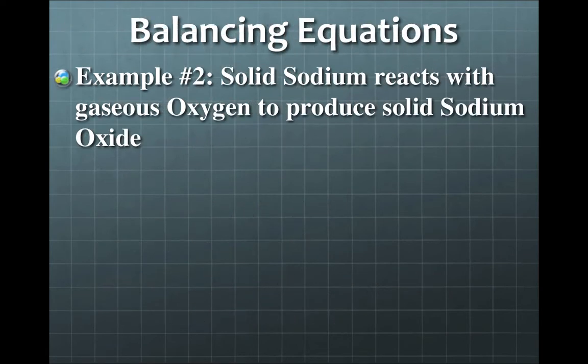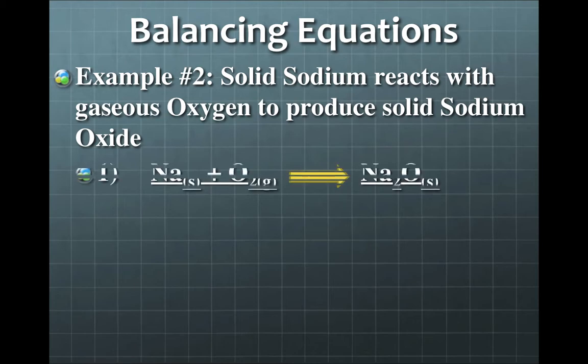Okay, example 2. Solid sodium reacts with gaseous oxygen to produce solid sodium oxide. Solid sodium is Na with a little s next to it, reacts with oxygen gas, O2 with a little g next to it, and it produces sodium oxide. At this point, I'm assuming you can write these formulas. Remember, you have to take out your ion sheet. Sodium has a positive 1 charge. Oxide has a negative 2 charge. So to balance it, I had to cross that 2 down. So I get Na2O, and it's a solid, so I put the s there.